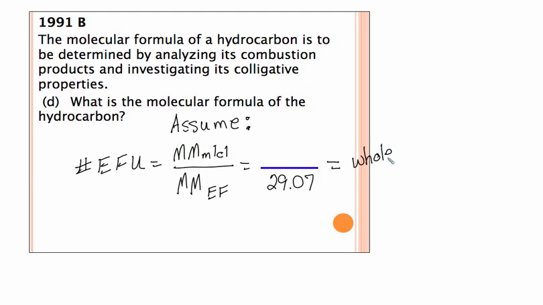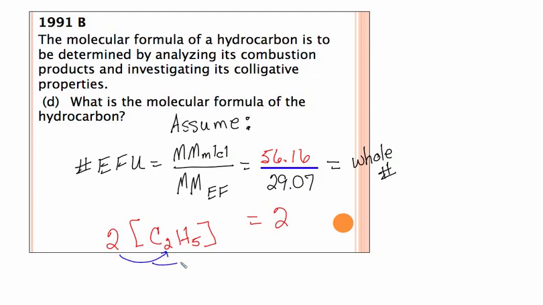Now, this has to be a whole number. So if you have to make an assumption, make it 2 times this or 3 times this or 4 times this, but something reasonable. Now, we actually had from our previous problem that this was 56.16. If we did that division, we'd get very, very close to 2, certainly within any experimental error. So that means there are 2 of those empirical formula units in our overall molecule.